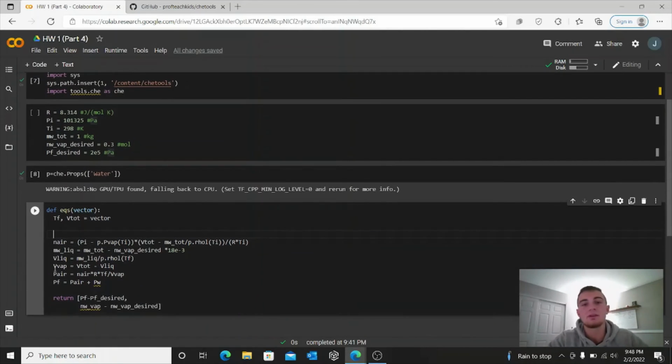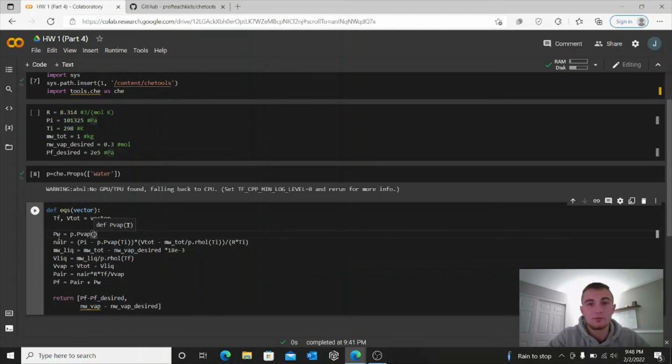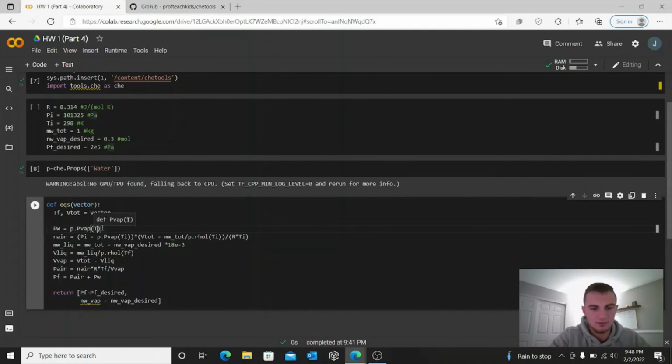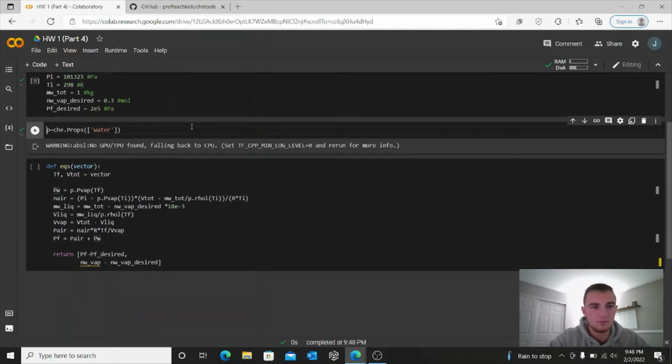Now the last thing here that we don't know is this partial pressure of water. However, we can calculate that using the pre-written code that we have. So we can do partial pressure of water equals P dot P vape. This will return us the vapor pressure for water, and we will want this at the final temperature, so enter that in. Let me go ahead and run this just so we have that available.